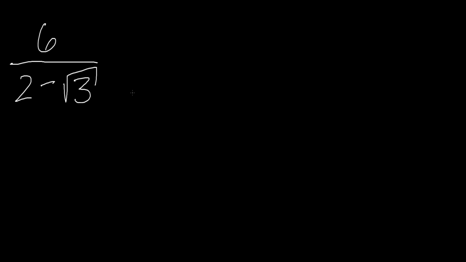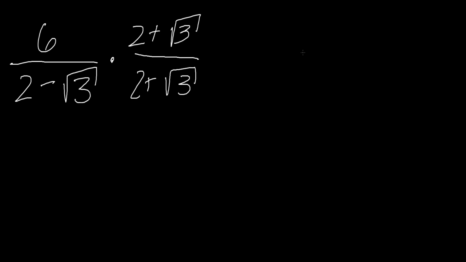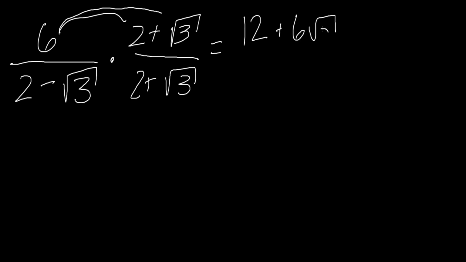Okay, I'll solve it now. So first, we have to multiply by the conjugate of the bottom to the top and the bottom. So that would be 2 plus root 3 on the top and 2 plus root 3 on the bottom. Okay, so now we multiply 6 into 2 and 6 into root 3. So we get 12. And then 6 times root 3 is just 6 root 3.